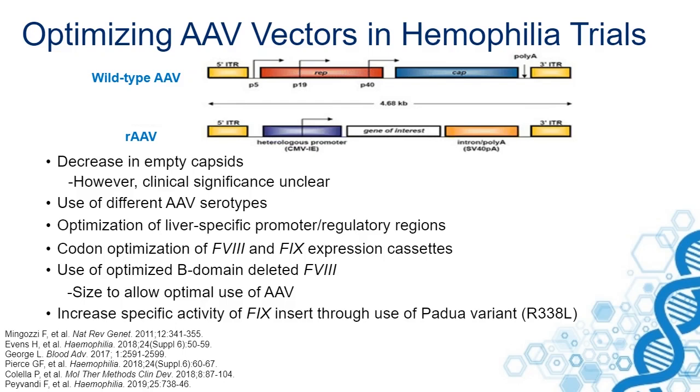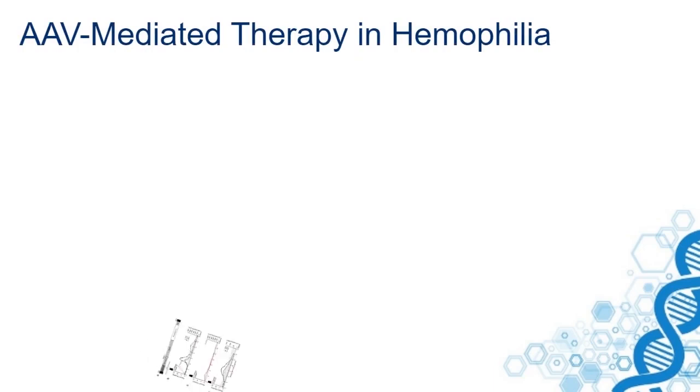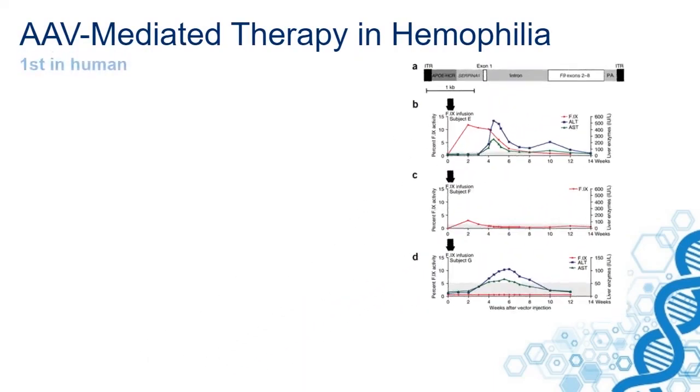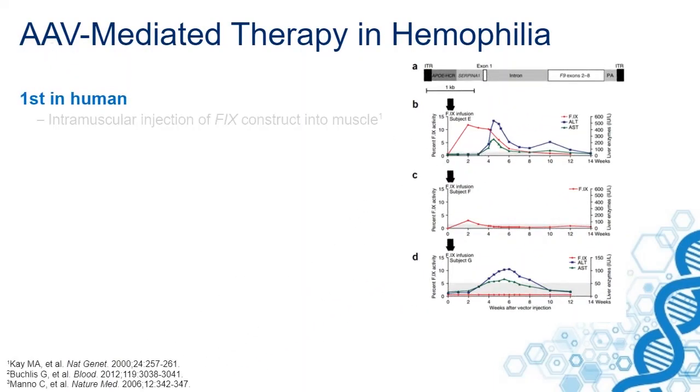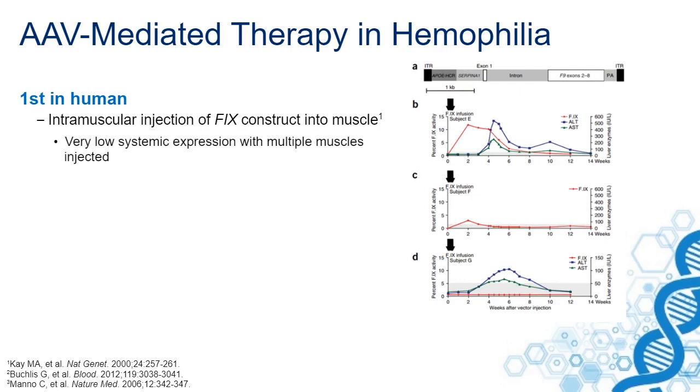And so, as we'll see, by inserting that in the factor IX cassette, we can markedly increase the specific activity of the factor IX. The first AAV-mediated trial in hemophilia was actually intramuscular injections. This was done at the Children's Hospital of Philadelphia, and there was really not systemic expression, but interestingly, when they went back and biopsied muscle later, there was persistent factor IX gene expression.